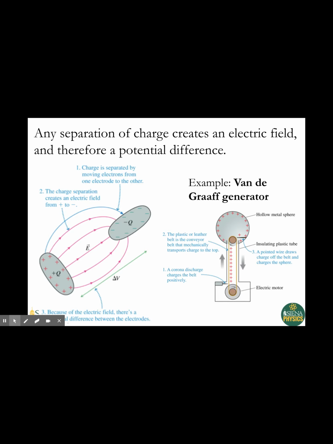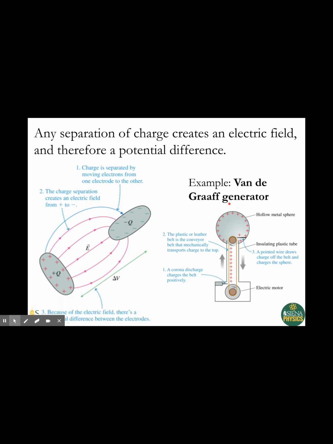So any separation of charge creates an electric field, and any separation of charge also creates a potential difference. So in this example, we have positive charge here, negative charge here, and that creates an electric field, and it creates this delta V, this potential difference.